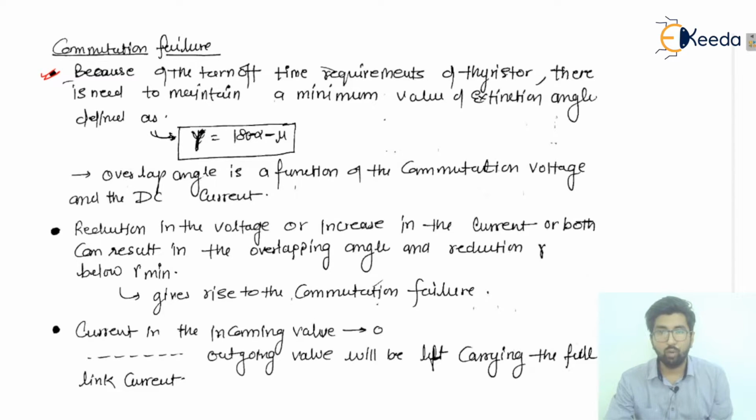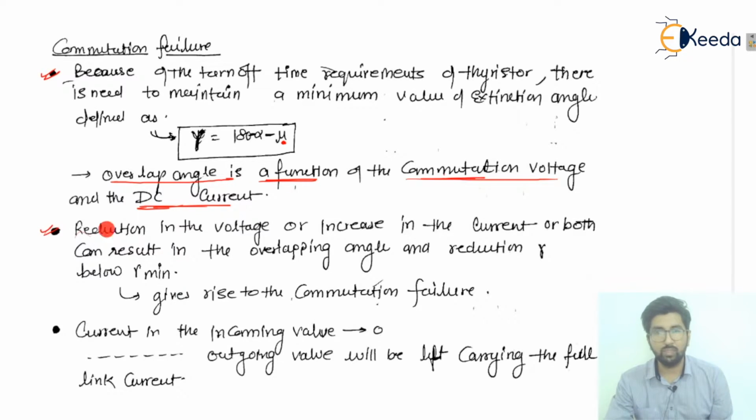So now the overlap angle. This overlap angle is actually a function of the commutation voltage and the DC current. So it is a function of the commutation voltage and the DC current, if we are talking about the overlapping angle.